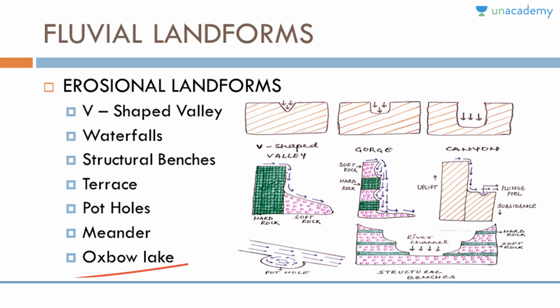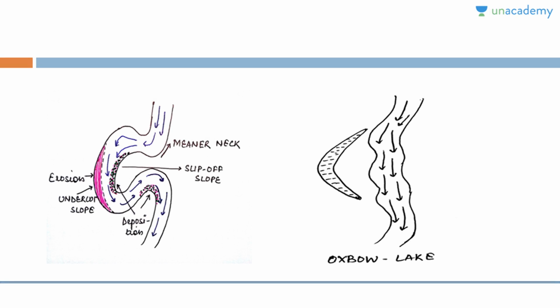Oxbow Lake are created due to meanders. Its numerous examples are found in Pratapgarh district of Uttar Pradesh. This figure depicts how meandering occurs and is also responsible for formation of Oxbow Lake.